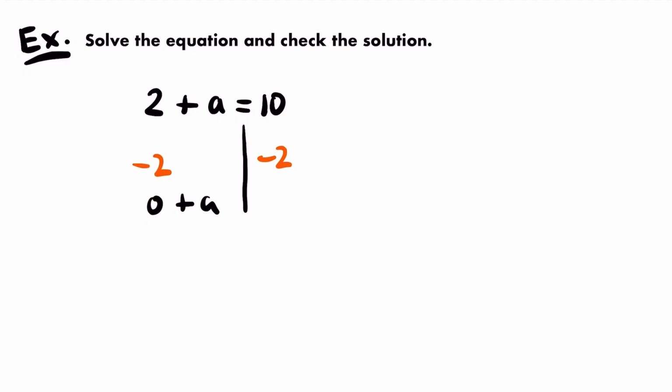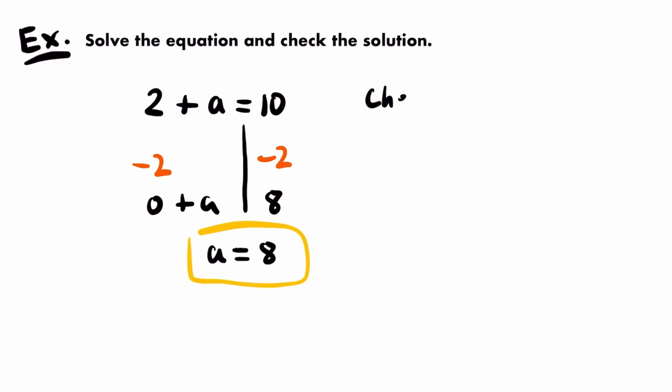And then on this side, 10 minus 2 is 8. So we get 8 on this side, giving us a final result of a equals 8. All right, so that is the solution that we found here. When a equals 8, this equation should be true, but let's check it. Let's check to see if 8 really is a solution to this equation.